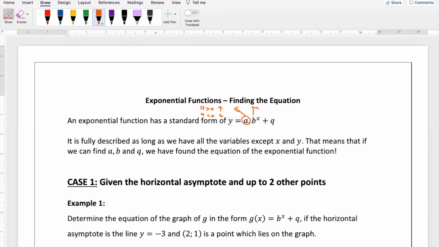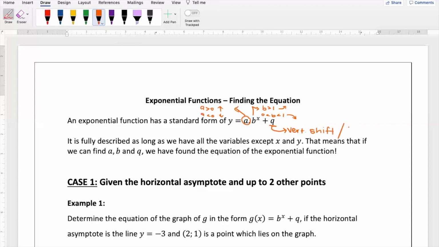B also tells us a little bit about the shape. We know that if b is greater than 1, then the graph will be increasing, so going from the bottom to the top. And if b is between 0 and 1, then we know that it's a decreasing graph. Now, another thing that we need to remember is what q tells us. Just like before, it tells us the vertical shift. I'm just going to write really abbreviated versions here. Don't do this in your stuff.